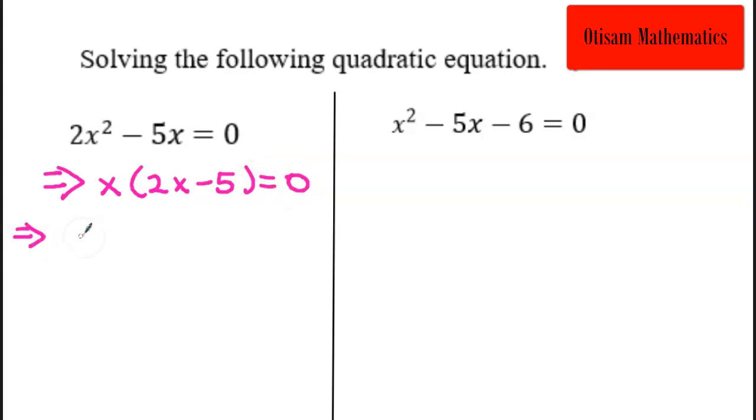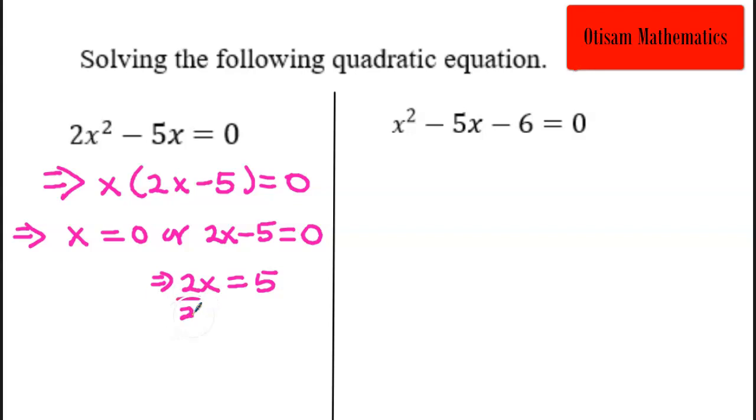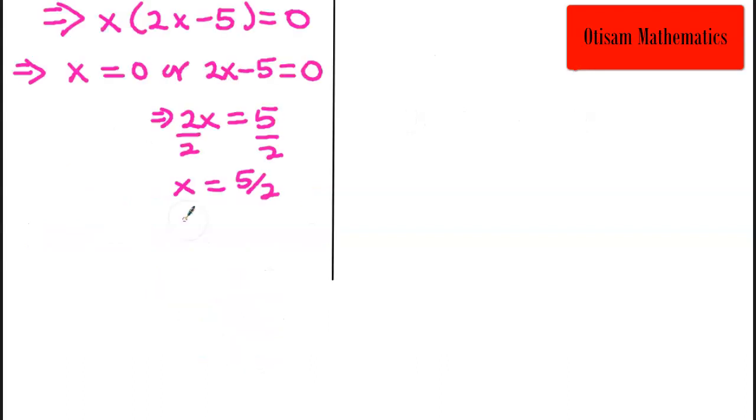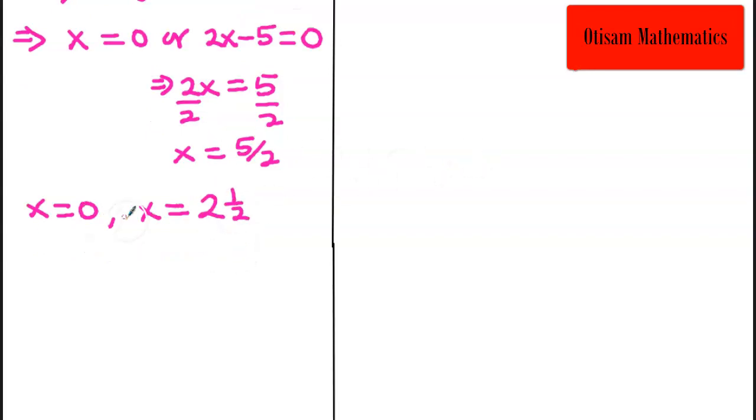This implies that, by the same principle, x will be equal to 0 or 2x minus 5 is equal to 0. And we solve for x in each case. So this implies that 2x is equal to 5. Divide both sides by 2. So your x is equal to 5 over 2. So therefore x is equal to 0 or x is equal to 5 over 2, the two solutions.